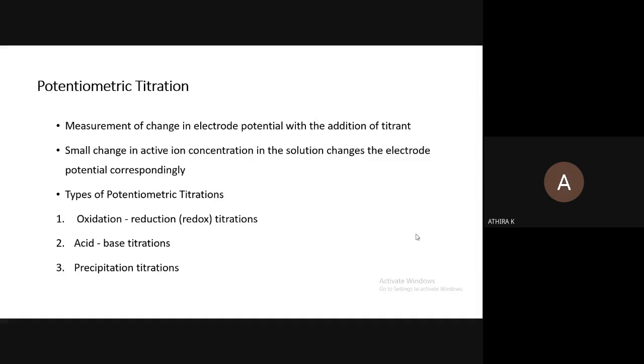So based on this electrode potential, we can do potentiometric titration. We know the relationship between electrode potential and concentration of the ion. So we can set up an experiment known as potentiometric titration, based on the principle that there will be a change in electrode potential with the addition of titrant. Using potentiometric titration, we can measure the change in electrode potential with the addition of titrant.